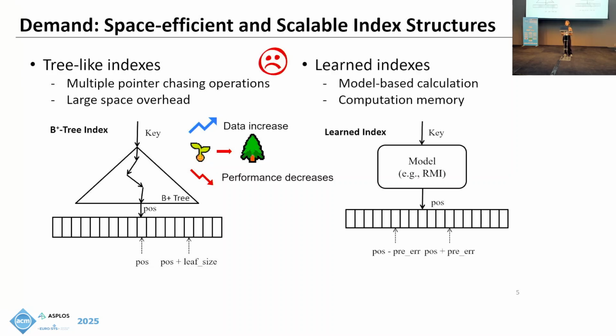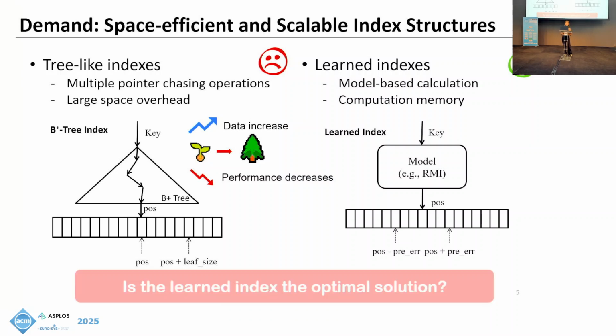Let me introduce the learning index. The learning index uses models for predicting the position of the keys. It uses model-based calculation, so it is much faster than the traditional index structures. Also, it only needs to store the models instead of a lot of linear nodes or pointers. With a learning index, it's space efficient and also high performance. This seems a good choice for scaling the index for large volumes of data.